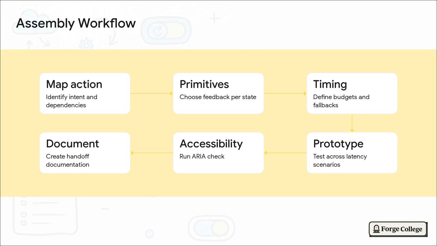Step 2. Choose your feedback primitives for each state. Step 3. Define those timing budgets and fallbacks we just talked about. Step 4. Prototype across different latency scenarios. Test it when it's fast, test the medium, and definitely test it when it's slow. Step 5. Run your accessibility check. And Step 6. Document the handoff for your engineering team. If you follow this sequence, you will systematically eliminate the chances of accidentally disorienting your user.